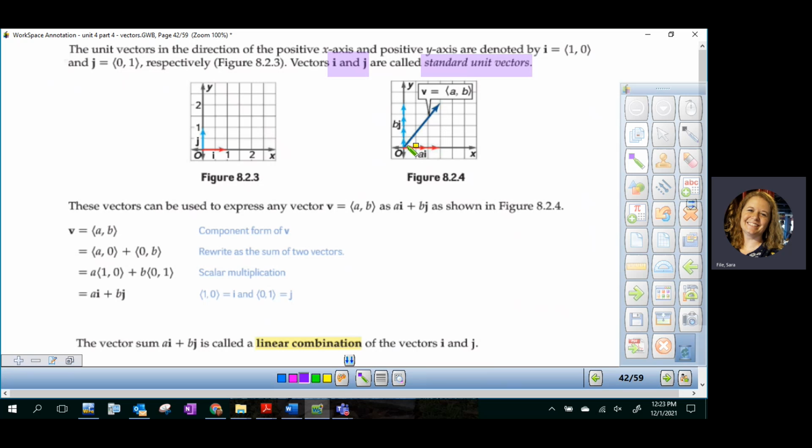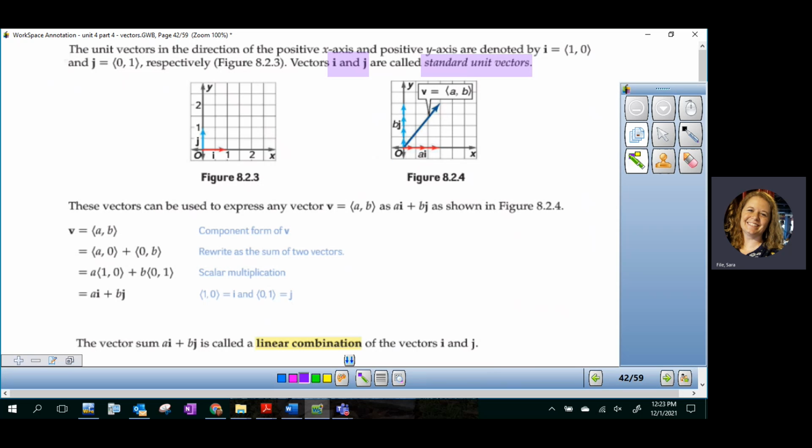So you would just count out how many I's do I have to go over, because they're 1 unit each, right? So whatever your A is, you would multiply it by I. And that means it's the horizontal. And whatever your B is, you would multiply that by your J. And if I add those together, like if I moved that tip to tail, isn't this the resultant vector? Yes. So you add AI plus BJ, and that gives you this vector.